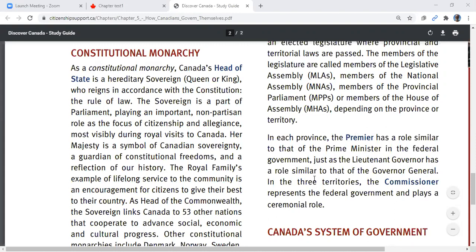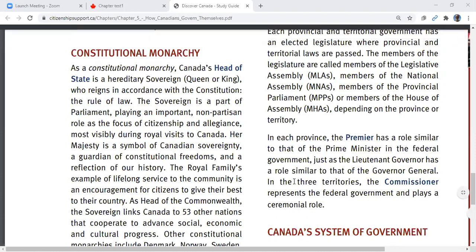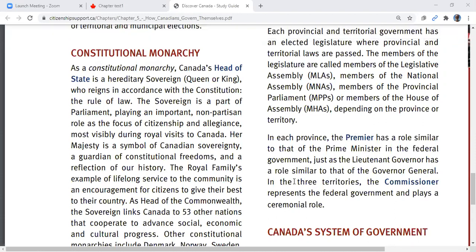But that's only the provinces. The three territories, so Yukon Territory, Northwest Territories, and Nunavut, they don't have a Premier. They have a commissioner. Okay? And they don't have as much power because they don't have many people. Yeah, so those are the things to remember. The territories, Nunavut, Yukon, and Northwest Territories, have a commissioner. And all 10 provinces have a Premier.